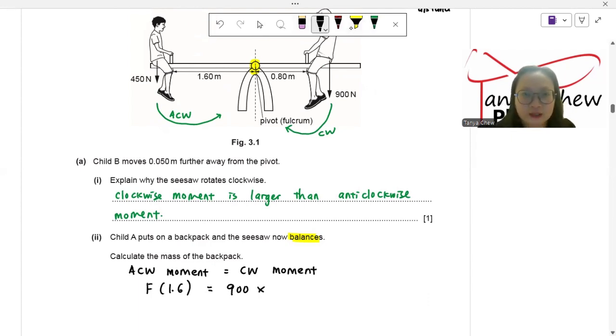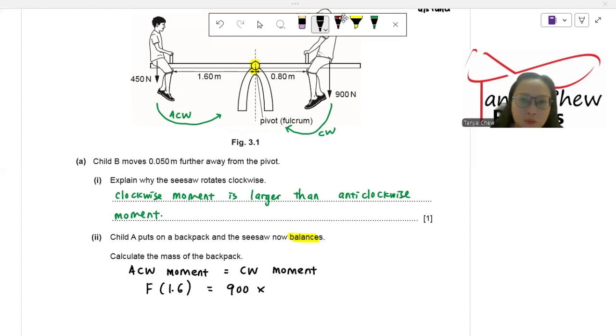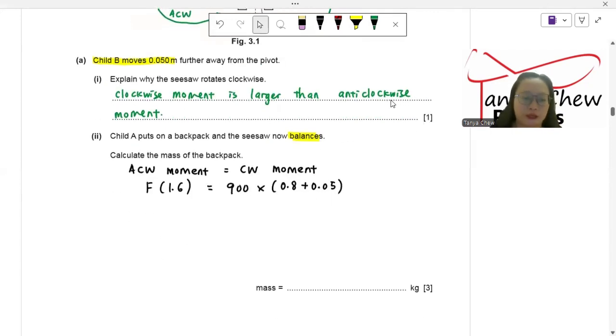They said that child B moves 0.05 meter away from the pivot. So you have to be extra careful. Use the distance between child B and the pivot added with 0.05 meter. So the distance will become 0.8 plus 0.05 meter. So beware of this type of question. It's quite tricky. So I got my F value, which is 478 Newton.